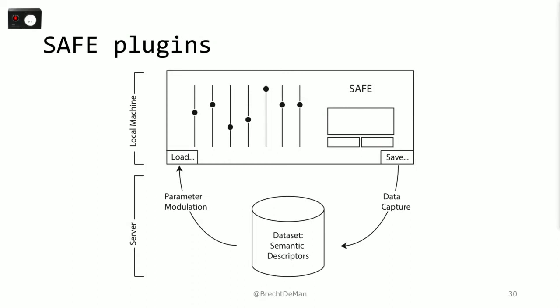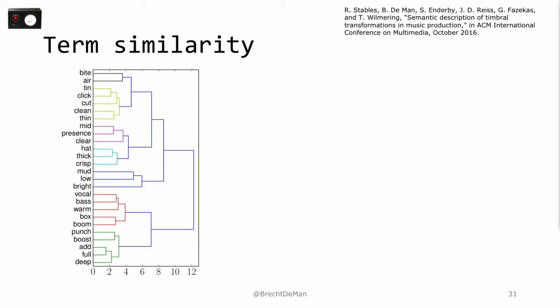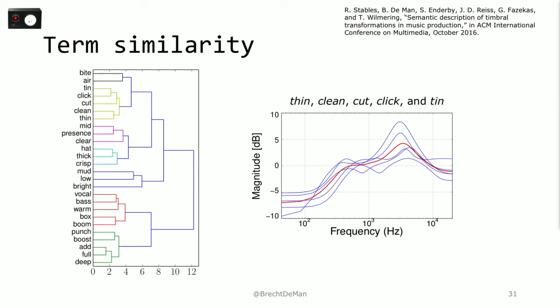So, simple enough. We then did some interesting research, or I think it's interesting, based on all of the data in the database. For instance, one thing we can do is look at how different terms are actually similar to each other in terms of the audio features they represent. So thin, clean, cut, click, and tin are quite similar.